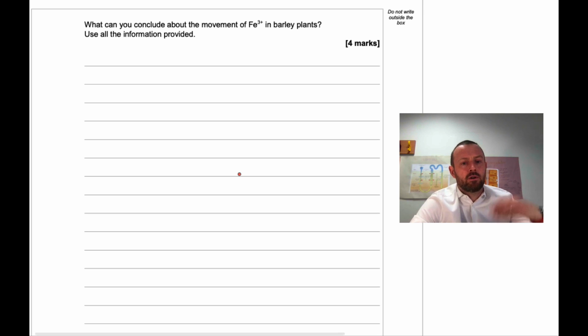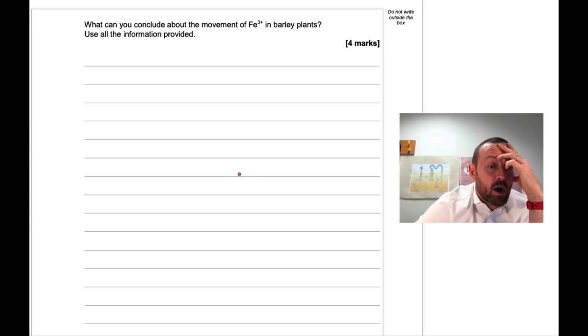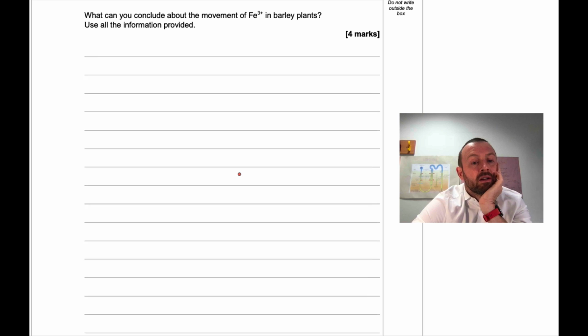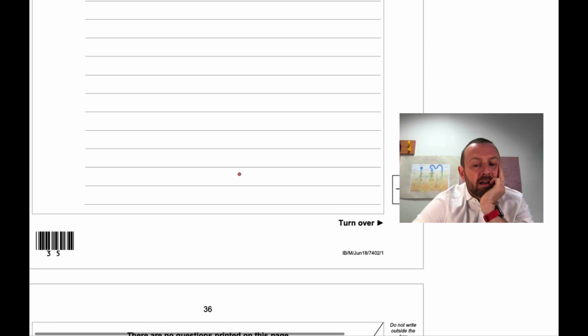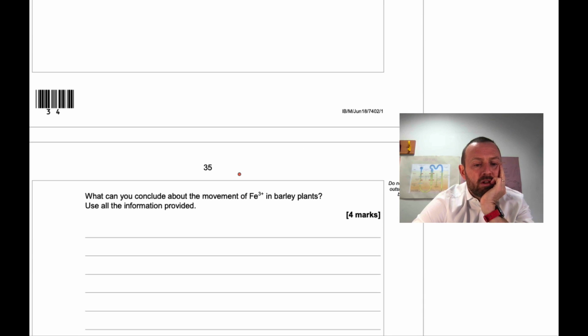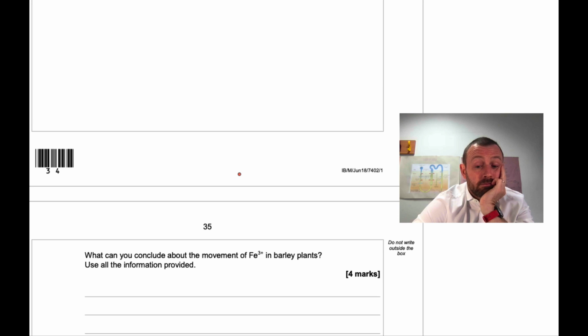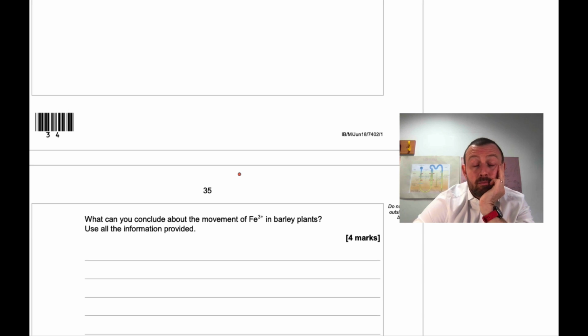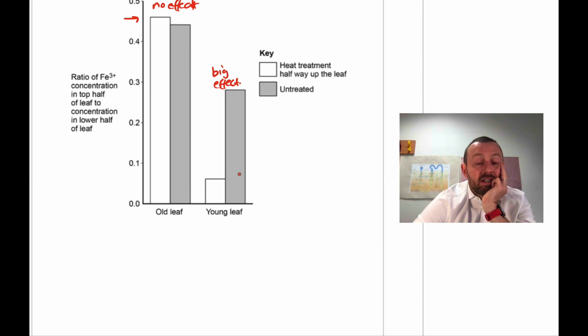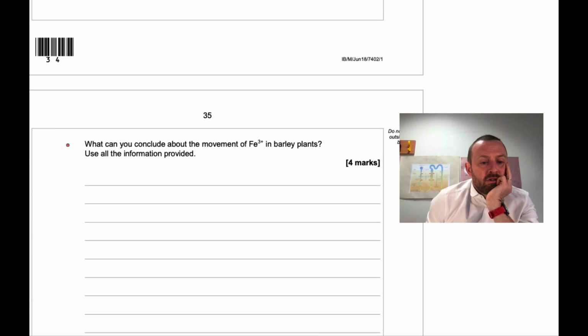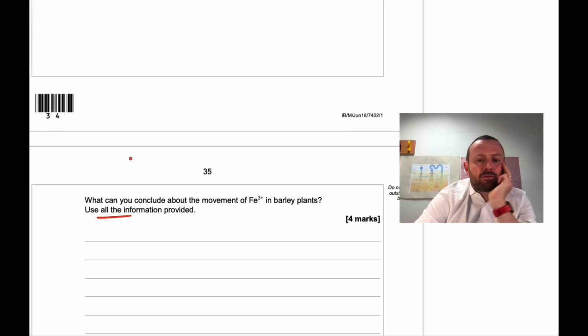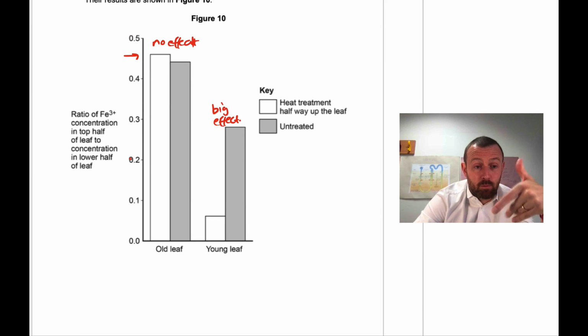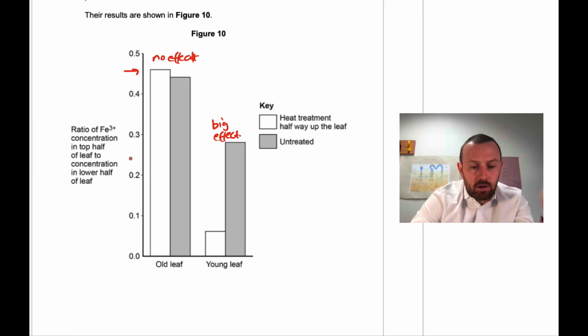Okay, what can you conclude about the movement of Fe3+ in barley plants? Oh boy. Use all the information provided. This is a hard question. I don't know if I'd get full marks for this, but I'll try and get some marks that I can. Okay, so what can we conclude? It says use all the information, so I presume we can use information from this figure and also previous figures. But what can we conclude about this?